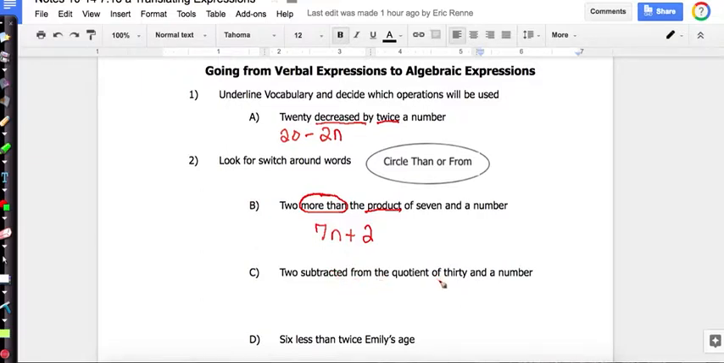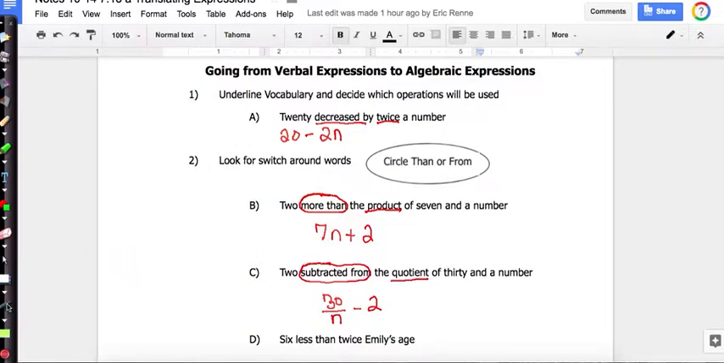Now, part C. 2 subtracted from the quotient of 30 and a number. Subtracted from, circle, underline quotient. And this is a switch around word. So it says 2 minus the quotient of 30 and a number. So that's 2 minus 30 divided by n. Notice I didn't switch the order of this because it's not a switch around word. But because this is a switch around word, I'm going to put the minus 2 at the end. So I'm going to write 30 divided by n minus 2. And some of you may need to write this part out, 2 minus 30 divided by n, so that you can see it and then switch the order. That might help some of you.